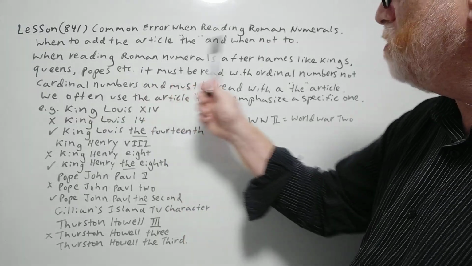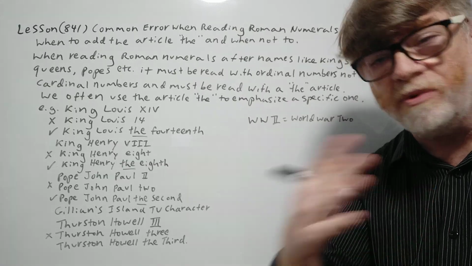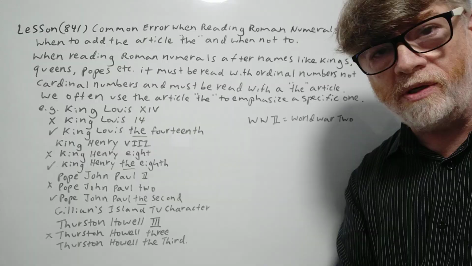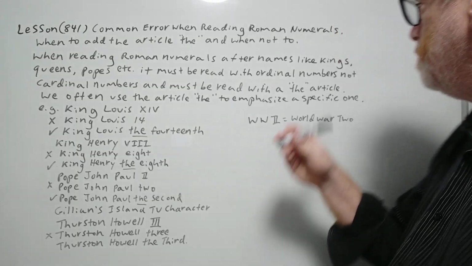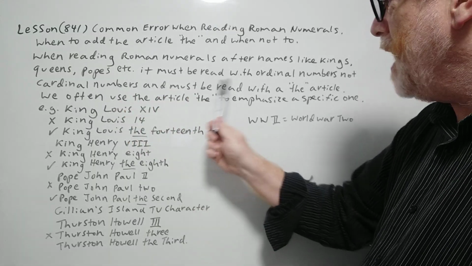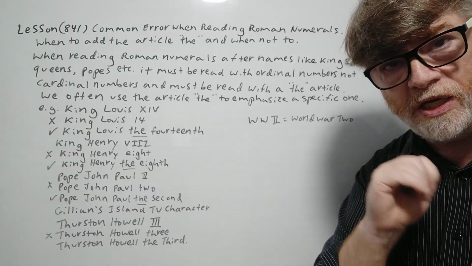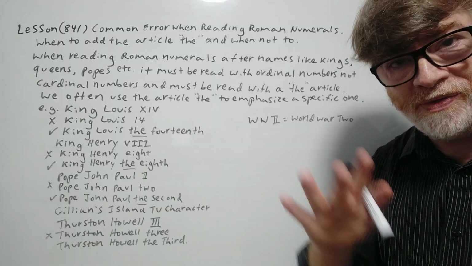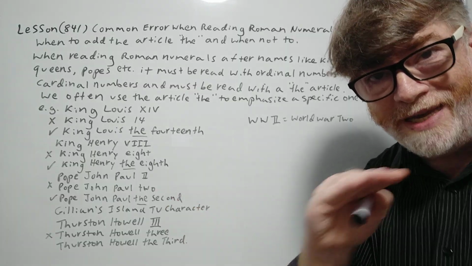All right, so when reading Roman numerals after names like kings, queens, popes, etc., they're the most common, it must be read with ordinal numbers. Remember, ordinal numbers are like first, second, third, not 1, 2, 3. Those are cardinal numbers. And it must be read with the article "the". This is one of the trickiest parts for ESL students because there's no hint at all that a "the" should be there. We don't write the "the" but you know that you're supposed to read it with a "the".